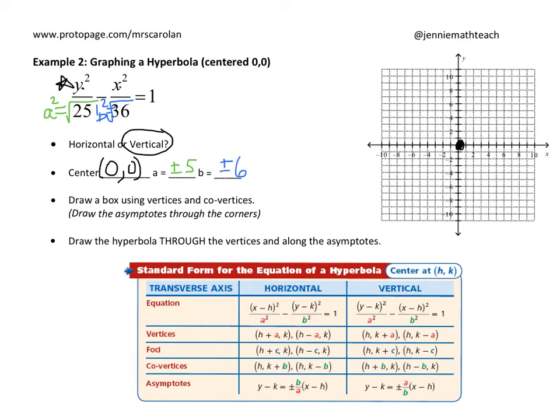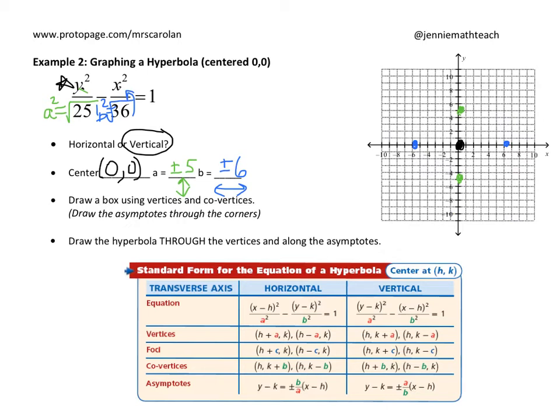So now we're going to count those from our center. In case you forget which way you're going to count, I just remember that the 5 came from underneath the Y. So that means we're going to count up and down 5. The 6 came from underneath the X, so we're going to count that left and right. So from the center, up 5 and down 5, and from the center to the right 6 and to the left 6.